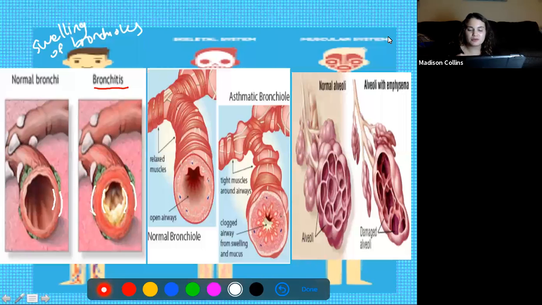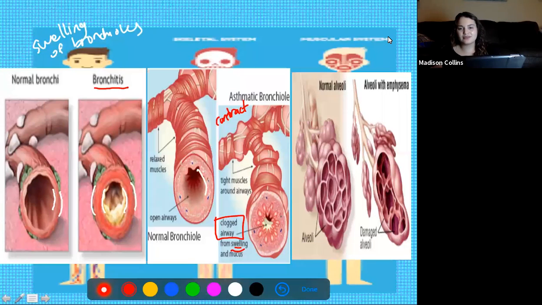Now here is the same picture. We see the bronchiole of a person with asthma. You can see that these muscles in a normal bronchiole or bronchi are relaxed, but in asthma, those muscles close, they contract. Okay, let's write down that word contract. Those muscles contract and physically close the airways shut. Okay, so you see this is a clogged airway, which again is going to reduce the amount of air that can flow through those passageways.